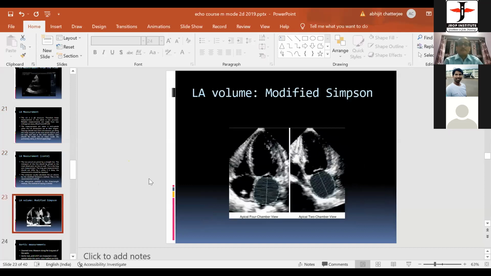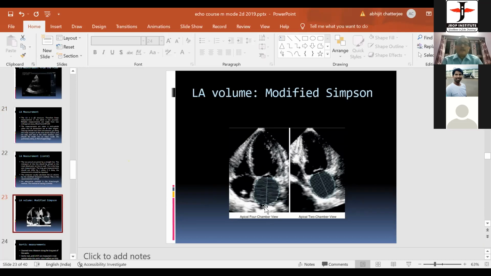See what we have done. End systole, mitral valve is tightly closed. Start at one annulus. Trace along the inner surface of the septum. Don't go into the pulmonary vein. Go along the inner surface of the left atrial wall. End at the other annulus. Join the two annuli by a straight line. Start from the midpoint of this line, go to the distal most point, and enter.